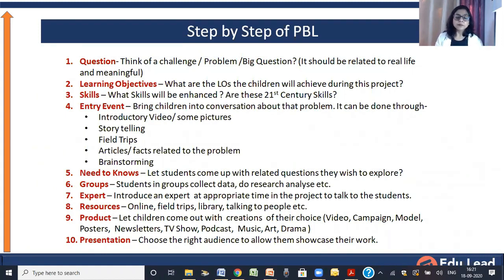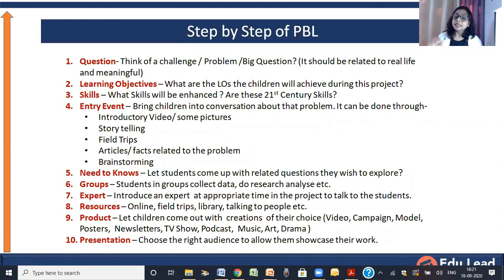You can have any introductory video which will set them thinking, or there are some pictures which you would like to show them and ask them to contribute or think about. It could be a story that you would like to tell. It could be a field trip that you would like to take them to first to initiate them into that thought. And then it could be some articles or some facts which are related to that problem which you would like to give, or simply just open it for brainstorming. Put your question there and open it for brainstorming, right? So any of these things, or anything more which comes to your mind, you have to design your entry event, because that is when you will make your children interested in doing that particular project.